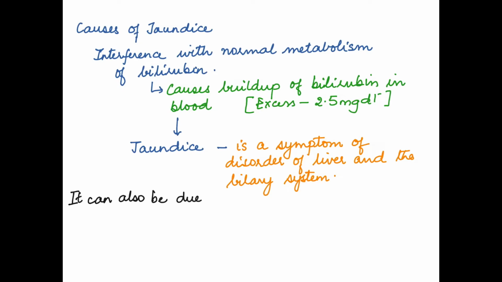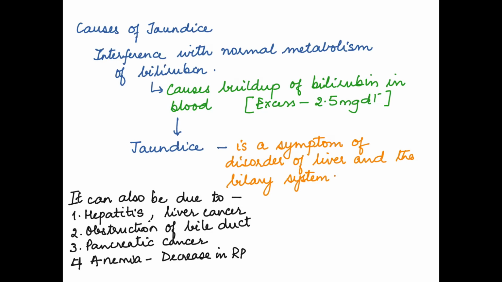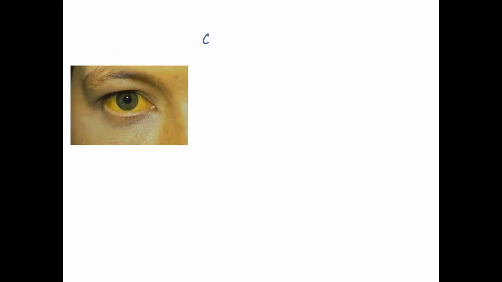So anything to do with the liver not working properly can lead to jaundice. Now there can be other causes of jaundice also, like hepatitis or liver cancer, obstruction of the bile ducts, or pancreatic cancer, and the last one is that it also can be due to anemia, that is excess destruction of RBCs.